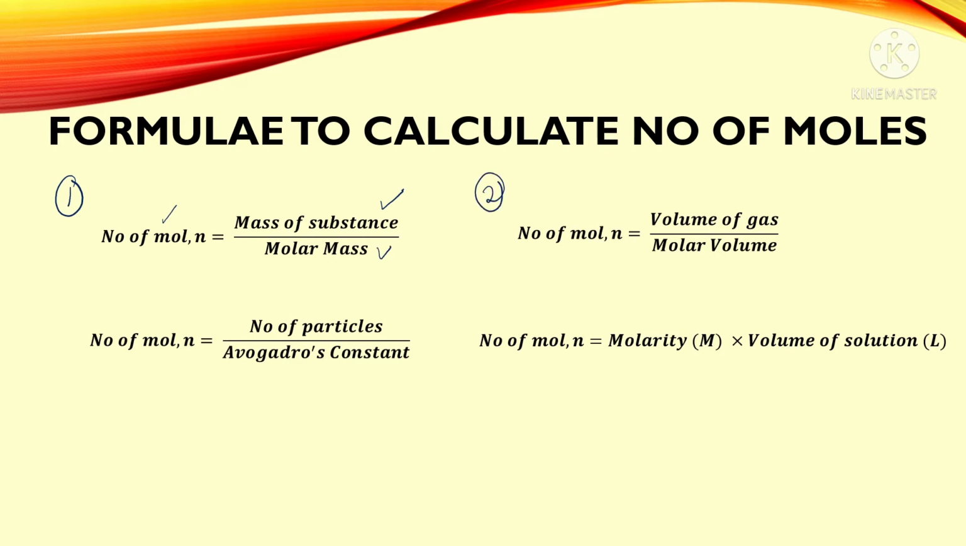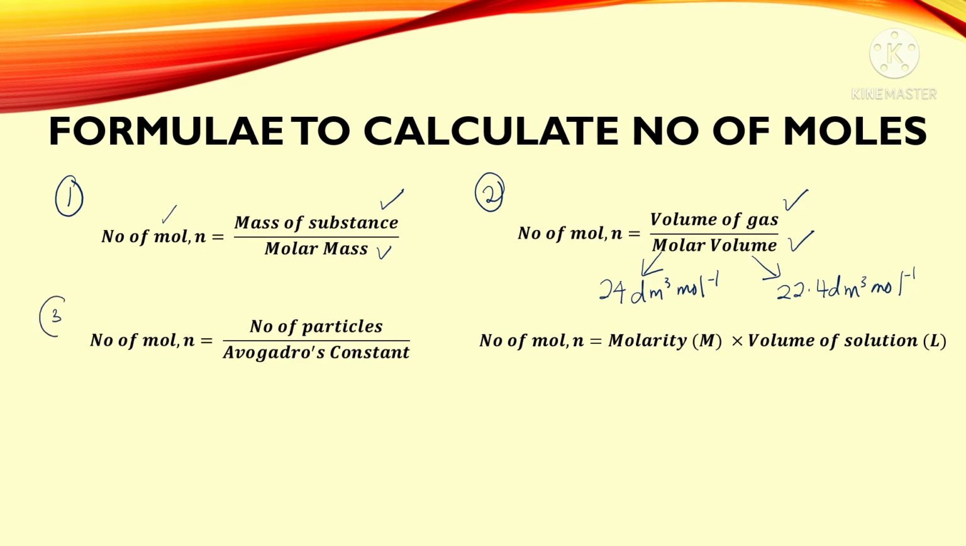And the second formula to find number of moles is, if you have been given volume of gas, you can divide it by molar volume, and this molar volume depends on the condition. So if you have been given room condition, then the molar volume will be 24 dm³ per mole. So if you want to find the number of moles under room condition, you just need to use the volume of the gas divided by 24 dm³ per mole to get the number of moles of the gas. And if the condition given is standard temperature and pressure, STP, then you need to divide the volume of gas by the molar volume 22.4 dm³ per mole to get the number of moles of the gas.